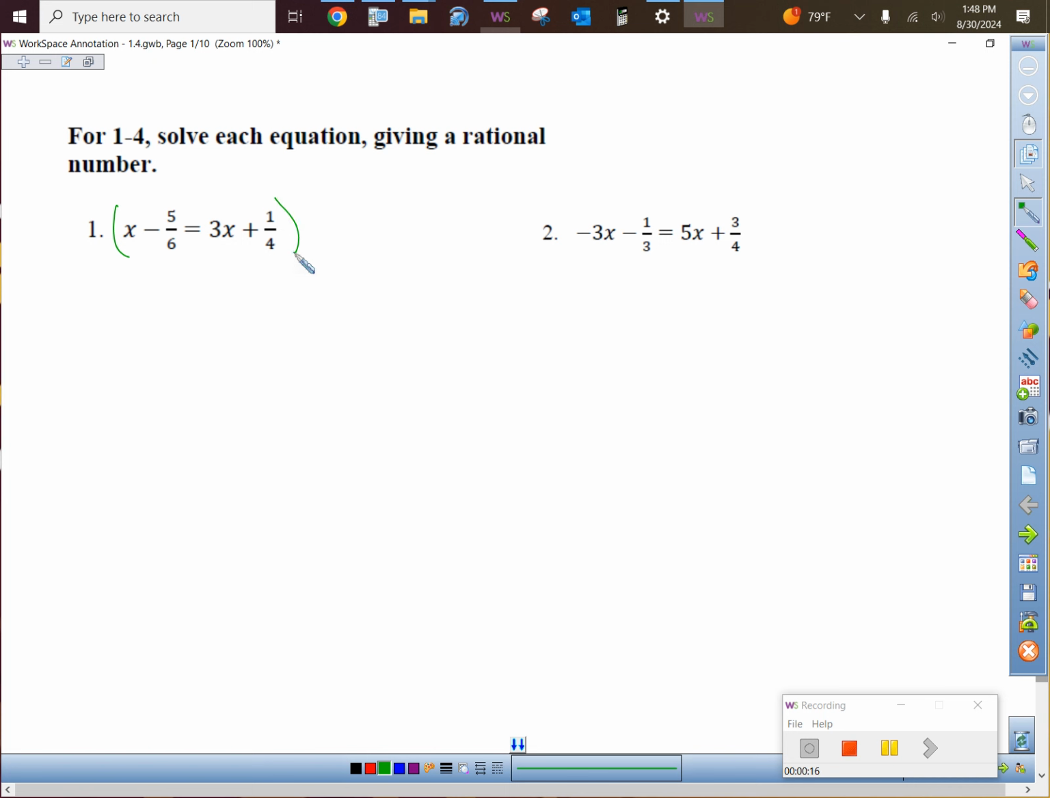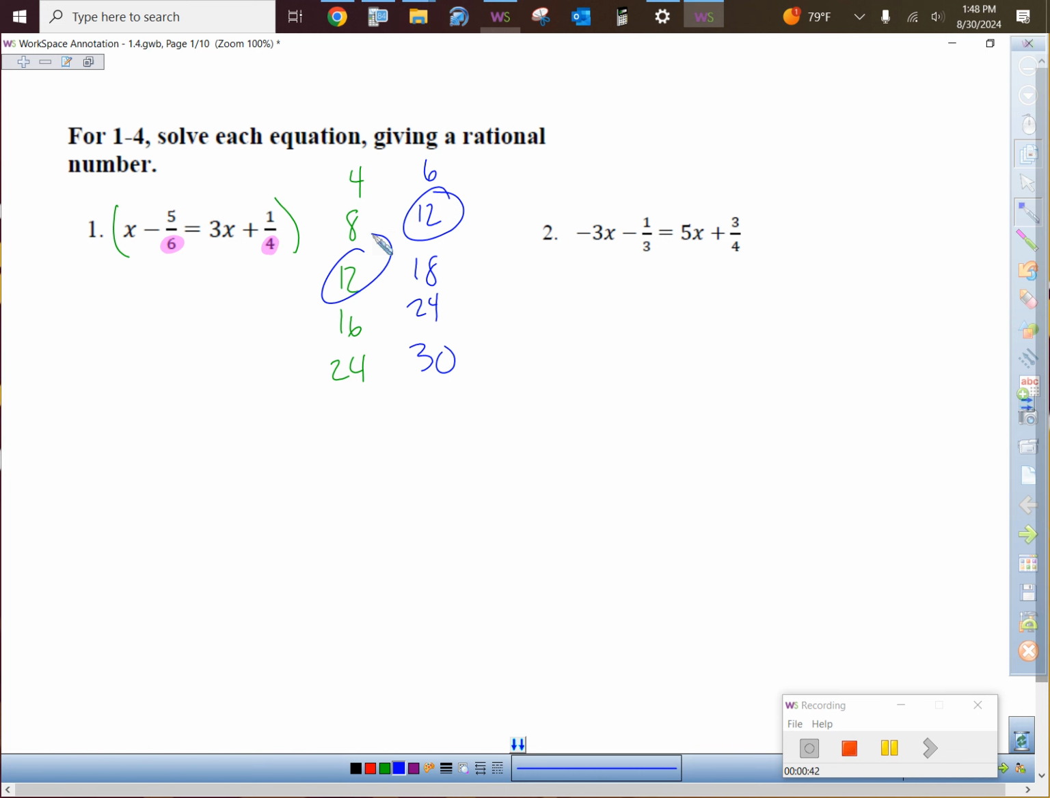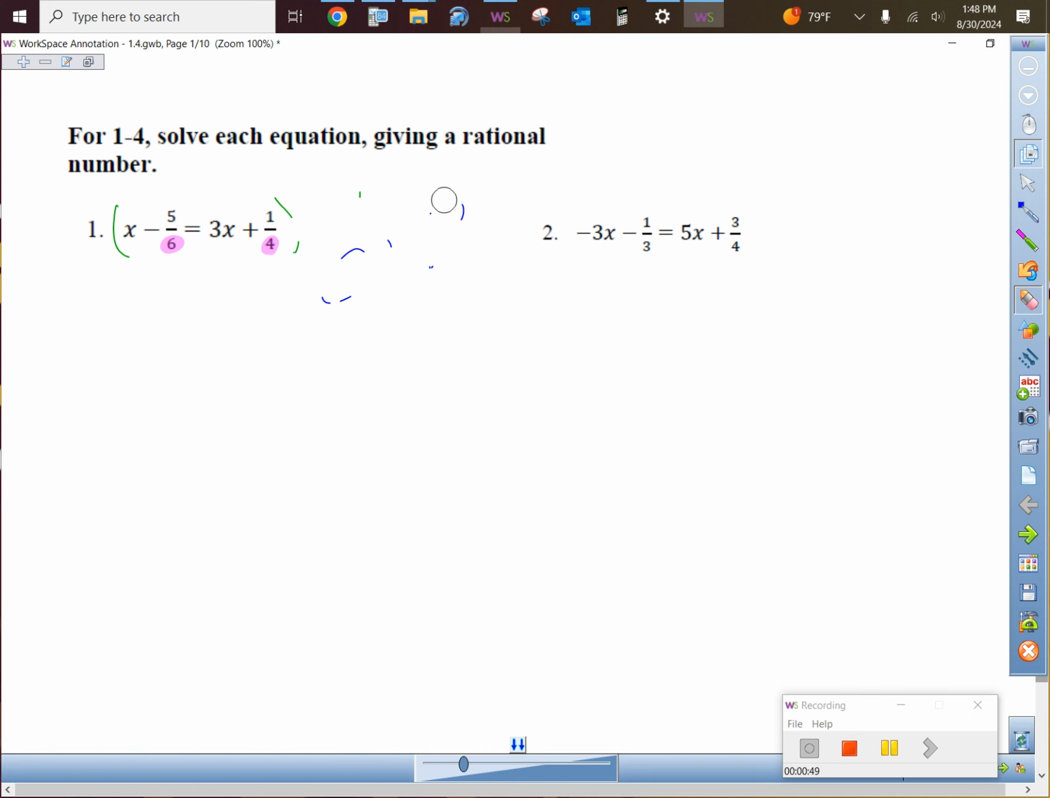And what I've got to do is just take every term times the least common multiple of the denominators. You see these two denominators of 6 and 4? Not insulting anybody, but if I wrote out a list of multiples of 4, like 4, 8, 12, 16, 24, and a list of multiples of 6, 6, 12, 18, 24, 30, who's the smallest number in both lists? Would you believe that that is 12? And that's the least common multiple. If we take everybody times that, the fractions will go away.